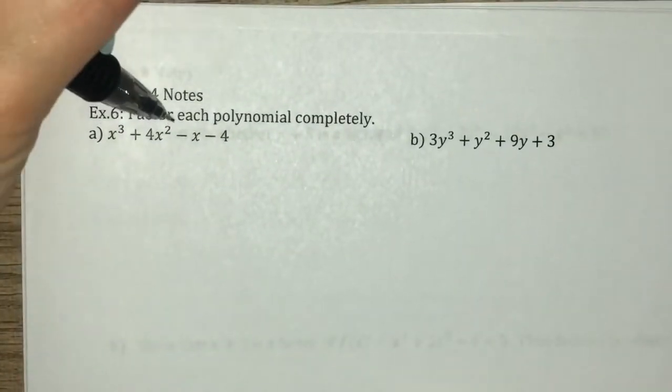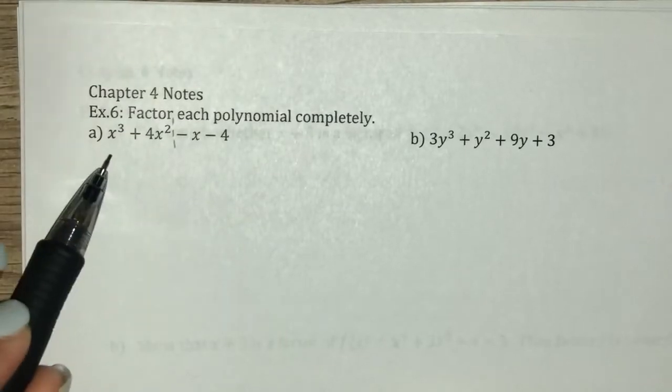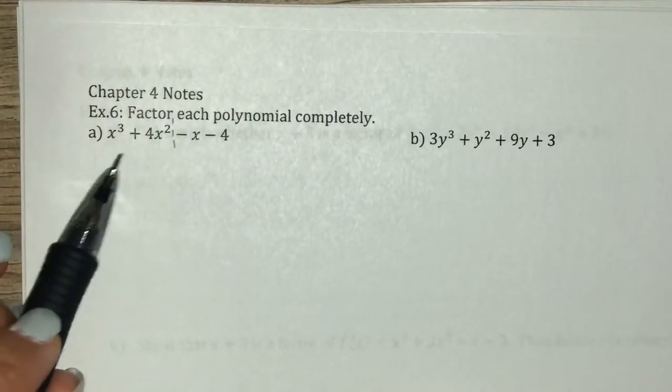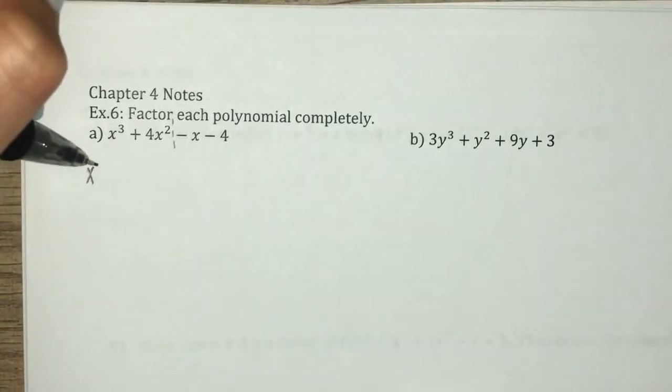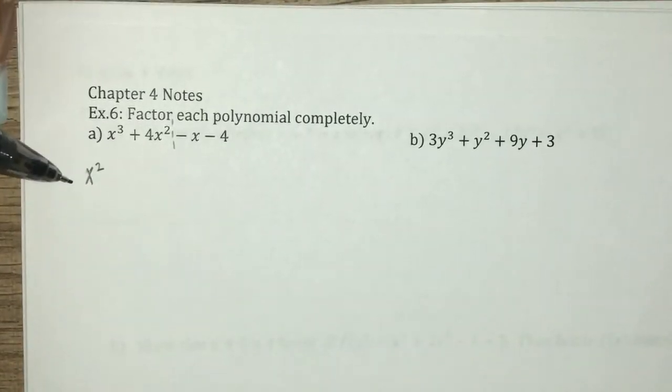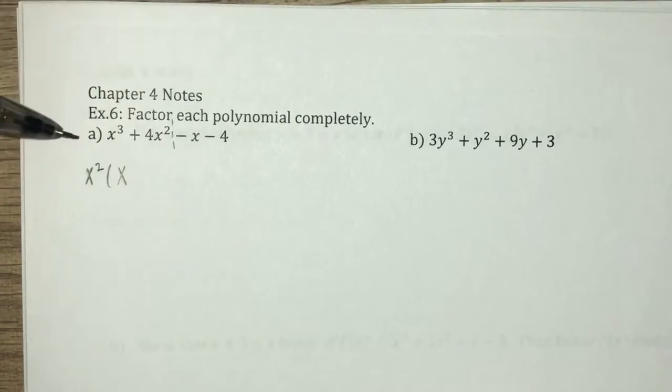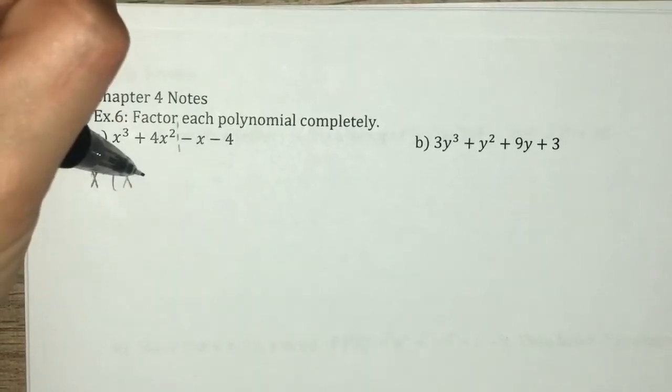So we'll split the expression in half. The x cubed plus 4x squared, the GCF between those two is just x squared. So x cubed divided by x squared is just x. And then 4x squared divided by x squared is 4, so plus 4.